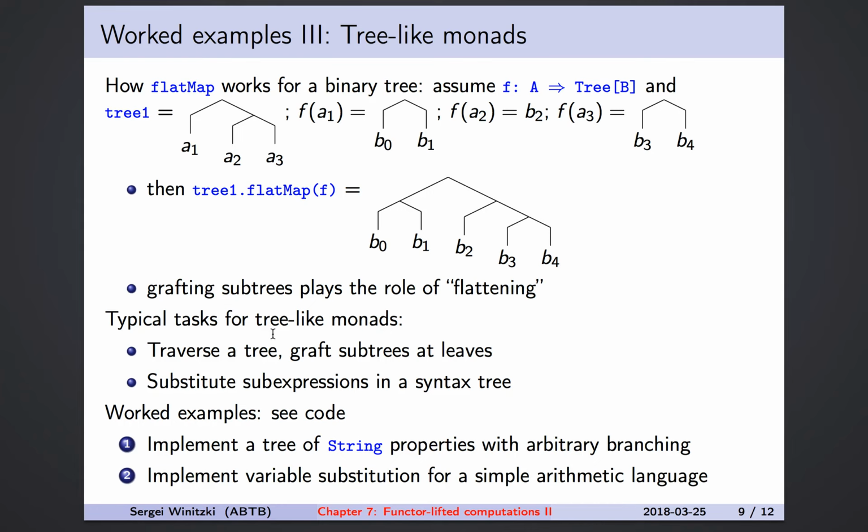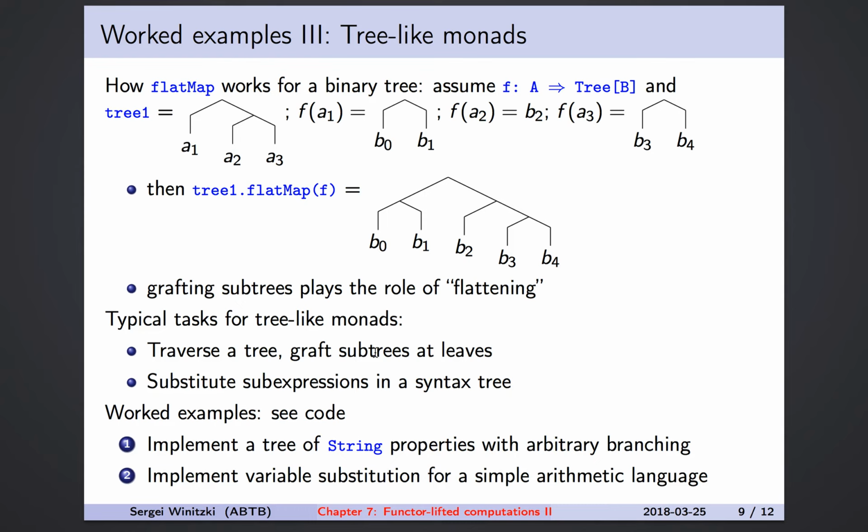One example of doing this is transforming a syntax tree representing some expression, where you substitute sub-expressions in it. So if this is some expression tree, then you want to substitute sub-expressions instead of leaves. And that's the kind of typical task that a tree-like monad will do. So let's look at worked examples.